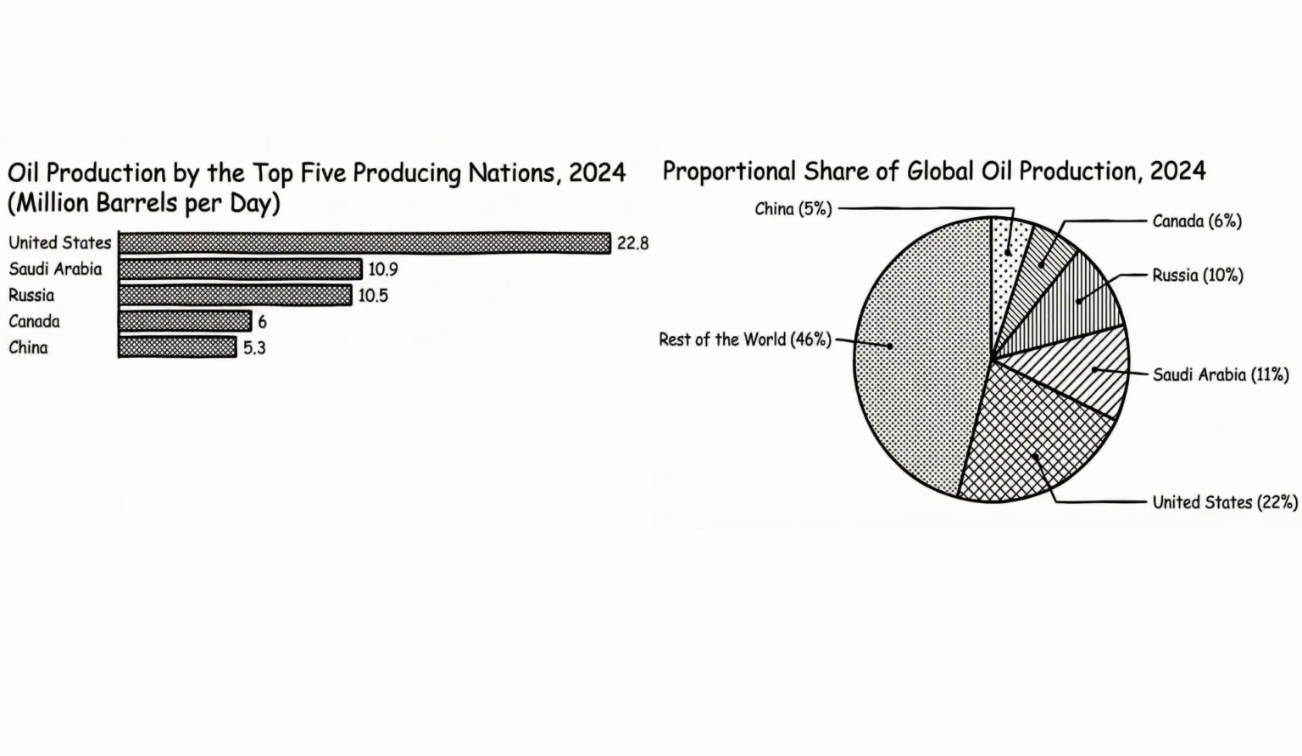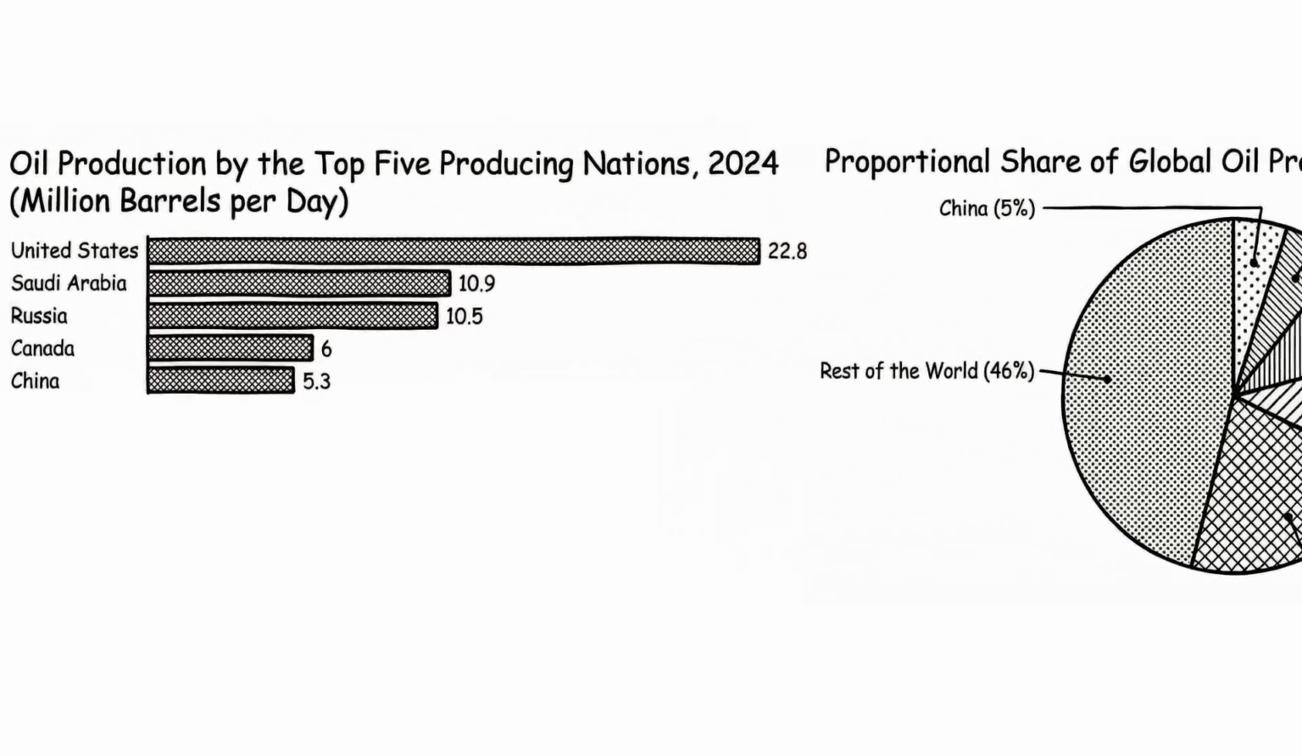Before we start writing, take a moment to understand what you are looking at. You have 2 charts. On the left, a horizontal bar chart showing daily oil production for the United States, Saudi Arabia, Russia, Canada, and China, measured in millions of barrels. On the right, a pie chart showing how global production is distributed. So we are dealing with 2 different types of data: absolute volume and proportional share.